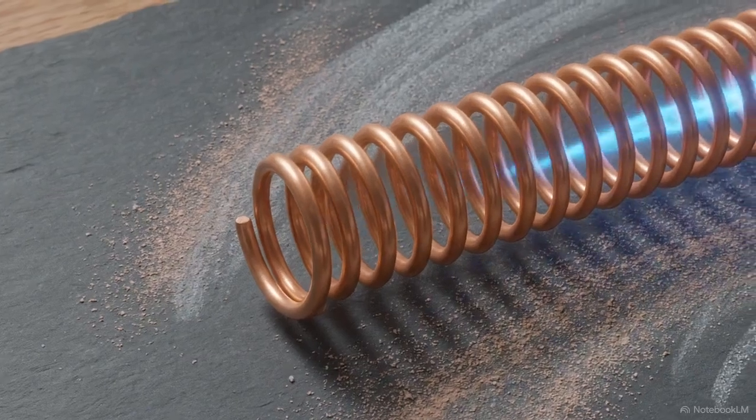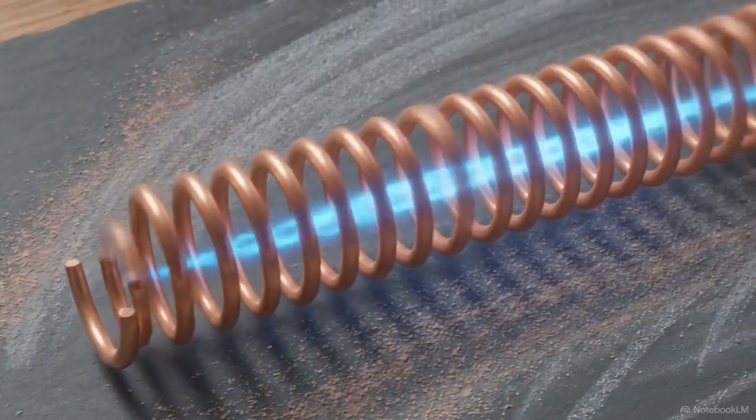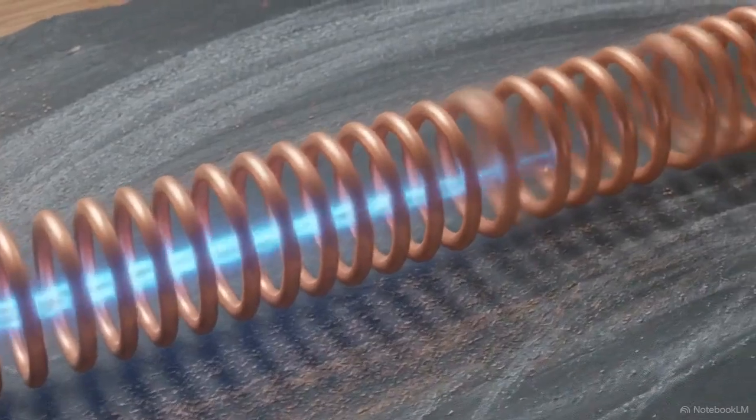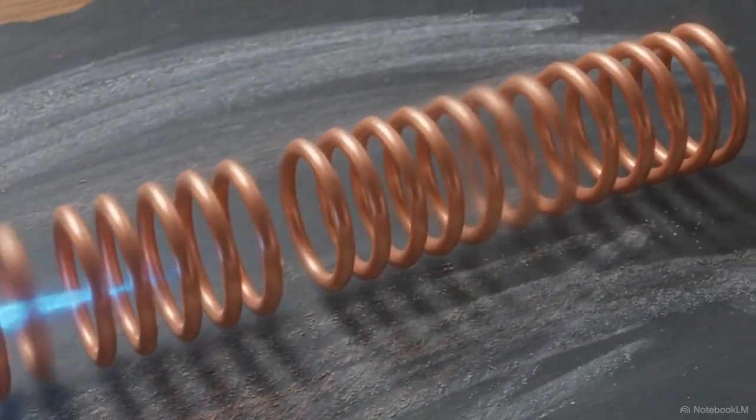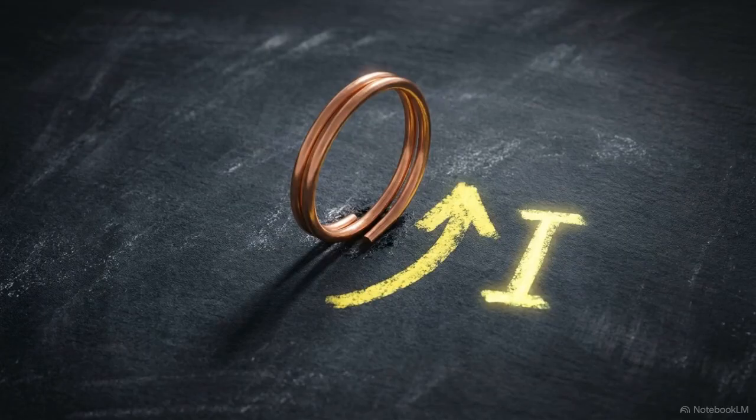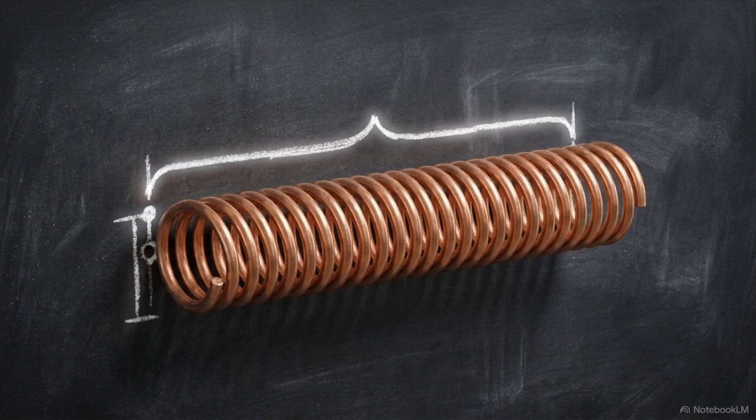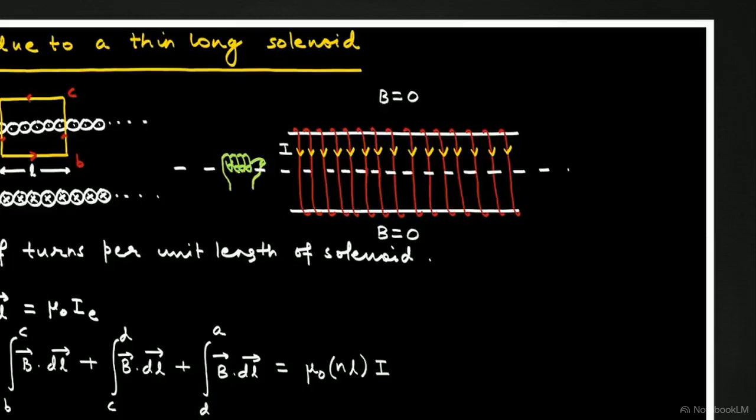The solenoid is a foundational architecture in electromagnetism, a tightly wound helical coil of wire designed to channel an electric current. Its behavior is governed by two specific parameters: the current flowing through the wire, I, and the turn density, N, which represents the number of loops per unit length.